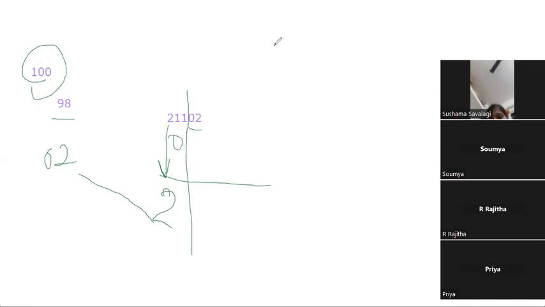Sorry, let me write it again. So you have to write 04. Now you have to take down the second number, which comes as 1. When you take this 1 down, you have to take this also, 1 plus 4 makes 5. So this is your quotient. You got your quotient.